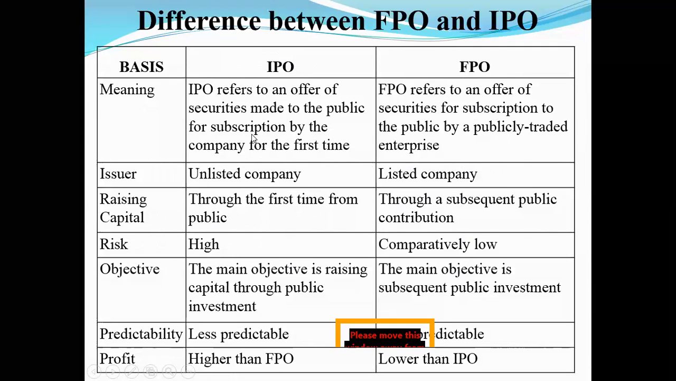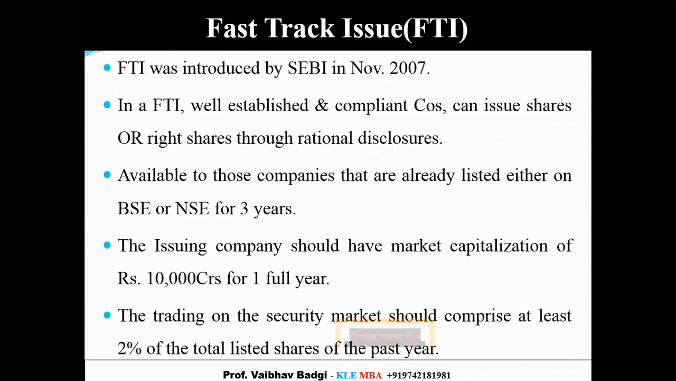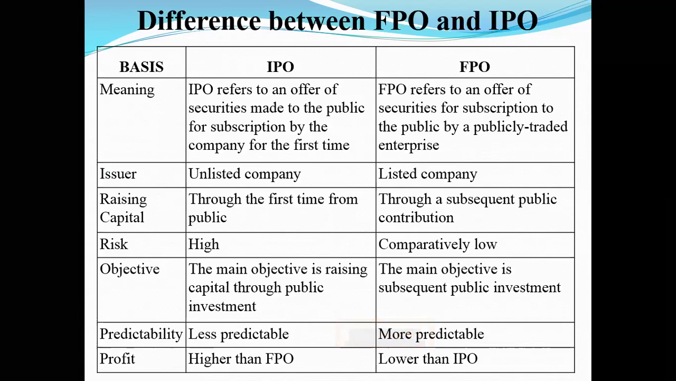Next, as far as risk is concerned, there is a high amount of risk in an IPO because, since you are a new company, some people may take your shares and some people may not. So the risk level is comparatively high for an IPO. On the other hand, for an FPO the risk level is comparatively low because your shares are already traded on the stock exchange, and you know that people are trading your shares. That means you are a well-known company, and that's the reason people are trading your shares. So the risk level is comparatively very low.